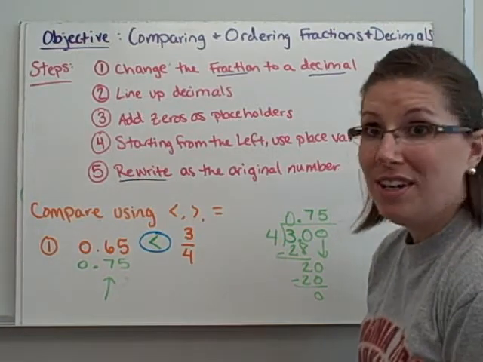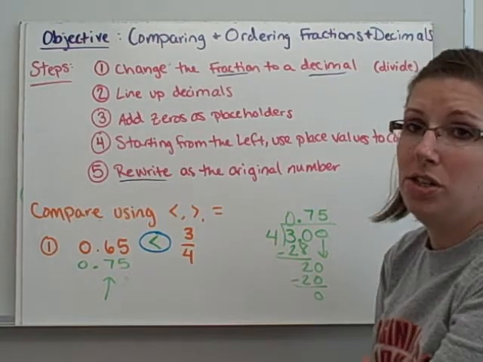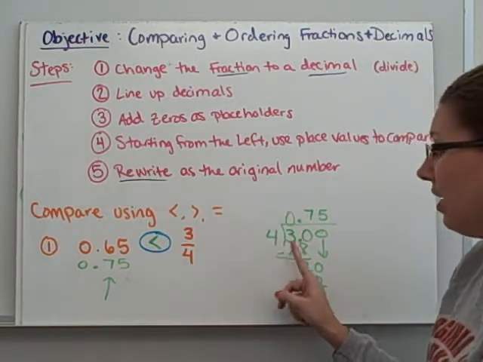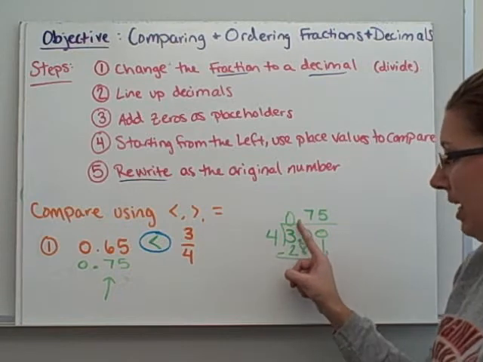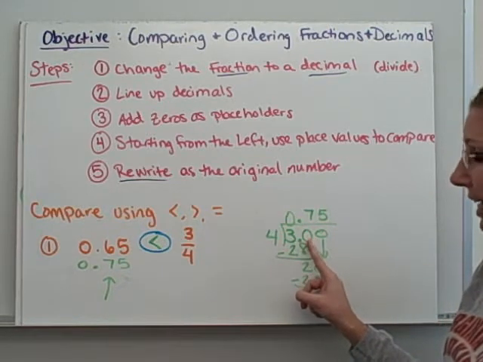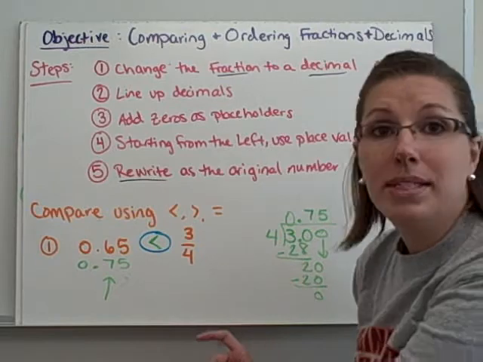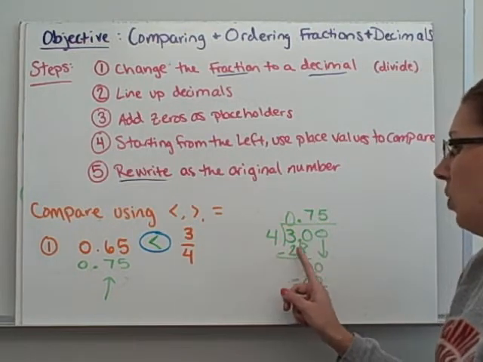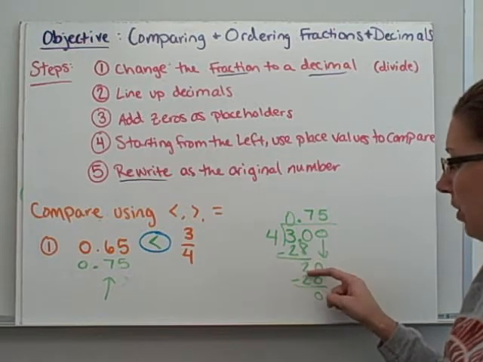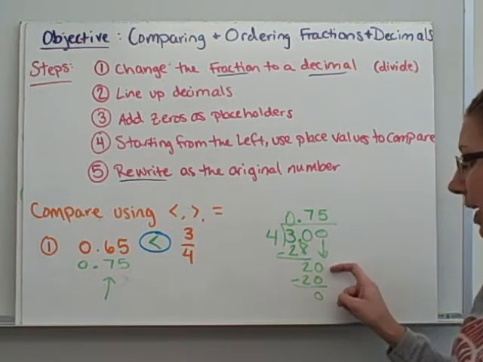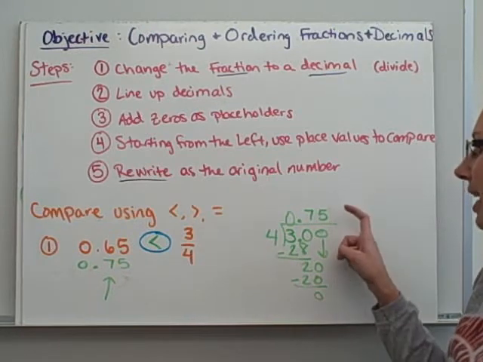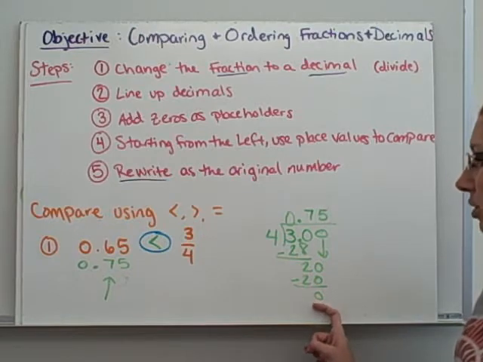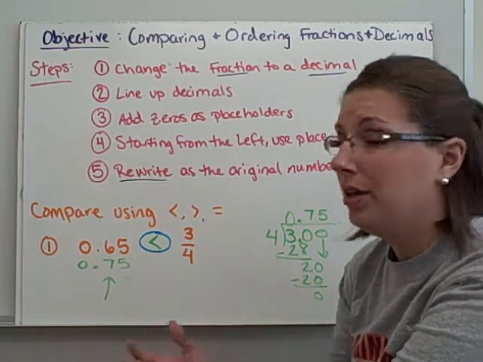To do my division, I have to see how many times 4 goes into 3. 4 goes into 3 0 times. I write a 0 above the 3, add a decimal, bring my decimal up, and then I add a 0. Now I ask myself, how many times will 4 go into 30? 4 goes into 30 7 times. 7 times 4 is 28, and I subtract. I'm left with 2. I add a 0 and bring it down. 4 goes into 20 exactly 5 times. 4 times 5 is 20, so I subtract and I'm left with no remainder.